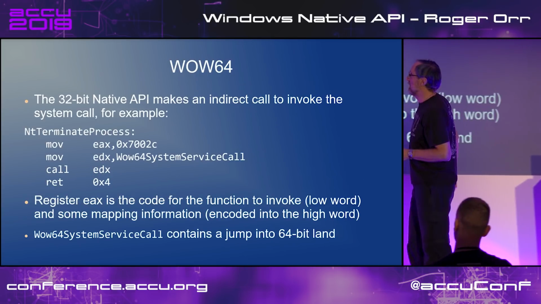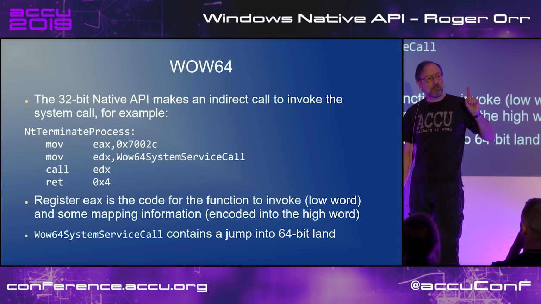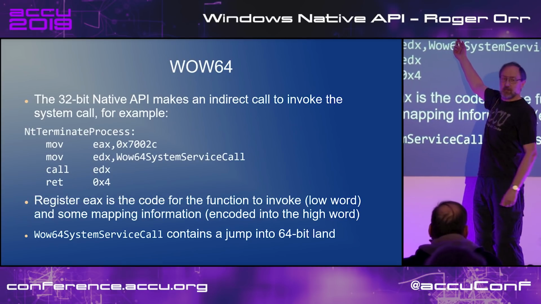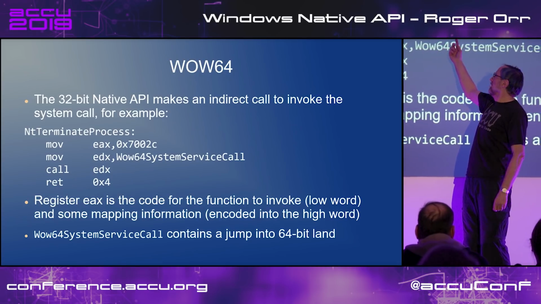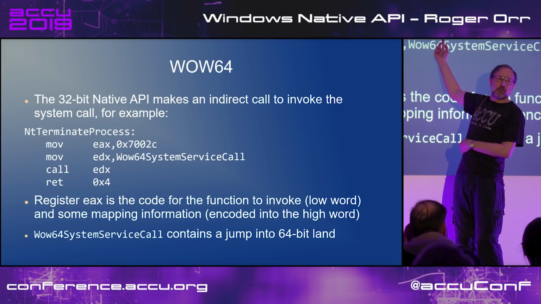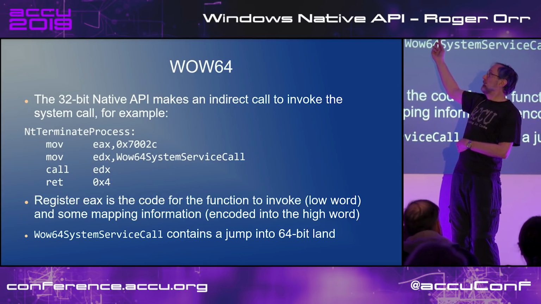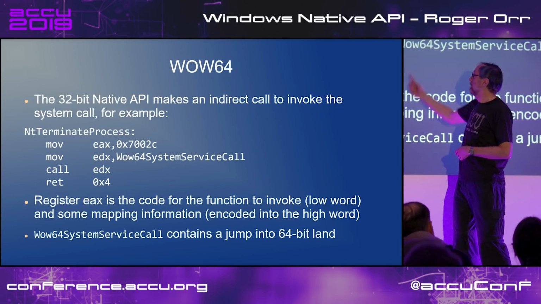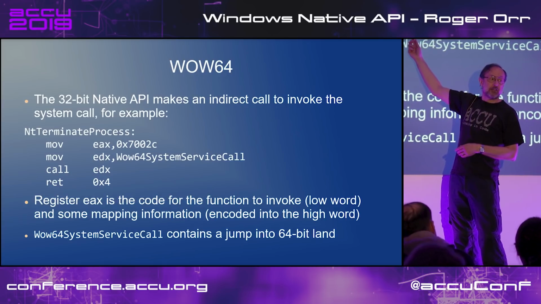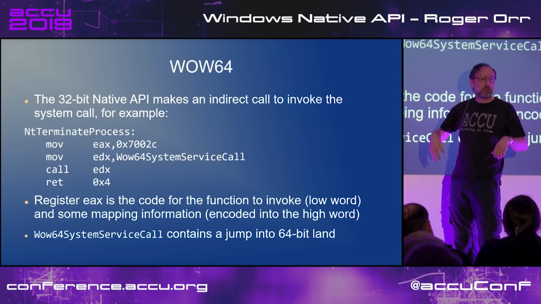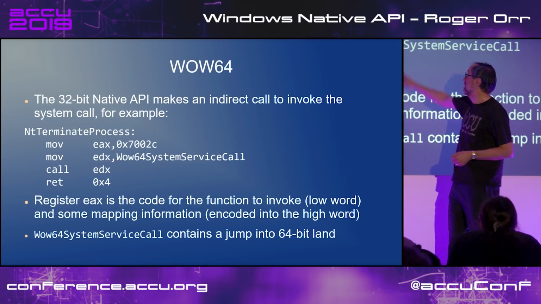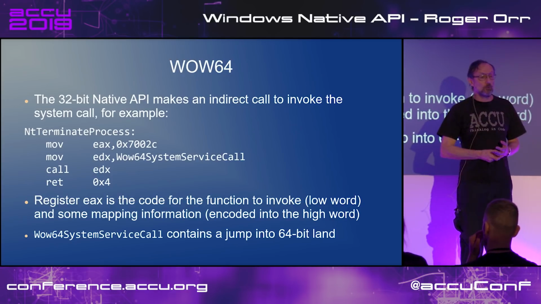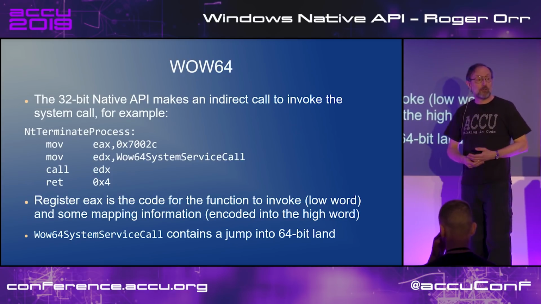So in my NT terminate process, if I compile my program with a 32-bit compiler and follow it down the debugger, I move another value. Remember, if you've got a good memory for numbers, what was 2C? It was NT terminate process in 64-bit land. And what they've done on WoW is they've put some extra bits in the high. I have no idea what they mean. Presumably something about how to interpret this, but they seem to be using the same number here. And then they move the address of WoW64 system service call. And then they call that function.